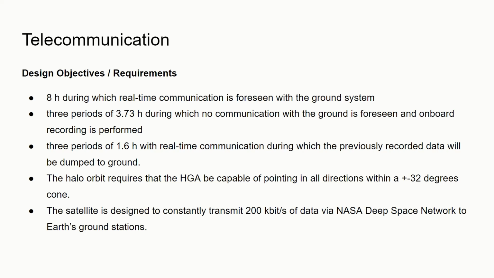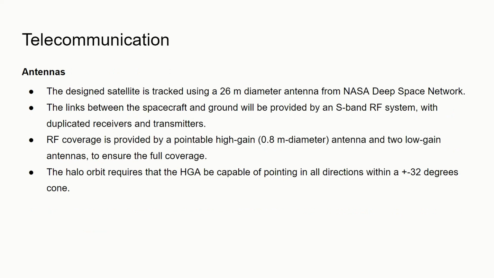Okay, next. For the antennas, the satellite is tracked using a 26-meter diameter antenna from NASA's Deep Space Network. The links between the spacecraft and the ground will be provided by an S-band radio frequency system with duplicated receivers and transmitters. RF coverage is provided by a pointable high-gain 0.8-meter diameter antenna and 2 low-gain antennas to ensure full coverage. And the halo orbit requires that the high-gain antenna be capable of pointing in all directions within a plus-minus 32 degrees cone.